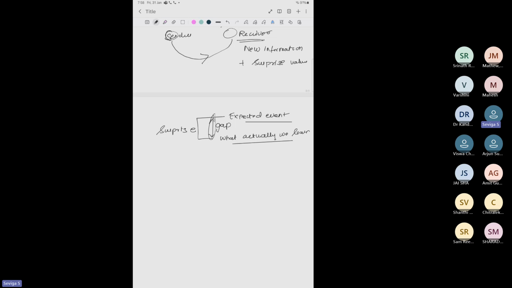So let's take another example. Suppose you receive a message from an unknown person. When you open the message, you see the word thanks. If you put a surprise scale from 0 to 100, when you see the message thanks, you can rank it as 20.